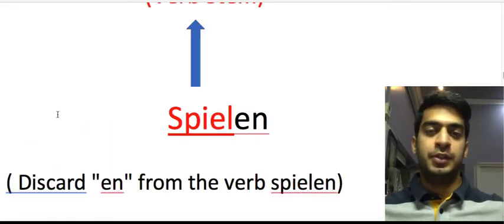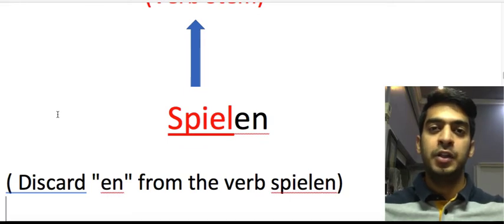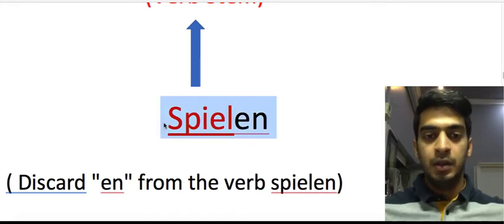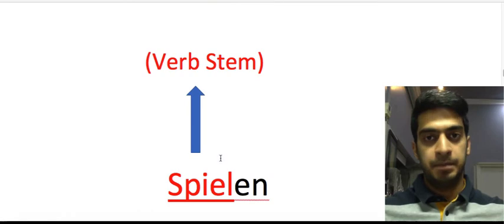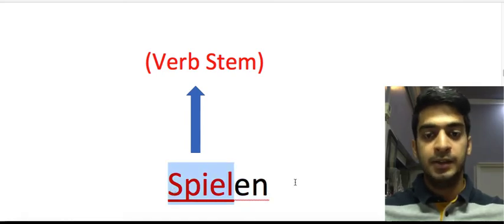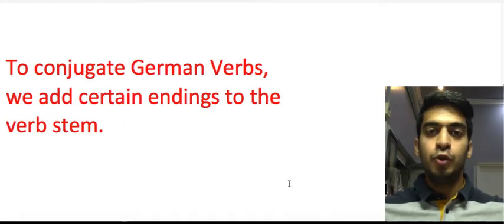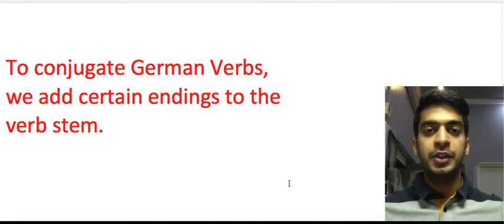There's a short process that we need to follow to conjugate a German verb. First of all, we have to discard en from the verb, that is spielen. So, after discarding en, the leftover word is spiel, which is the verb stem. I'm repeating this for you. If we discard en from the given verb, the leftover word, that is spiel, is known as the verb stem. To conjugate German verbs, we add certain endings to the verb stem.